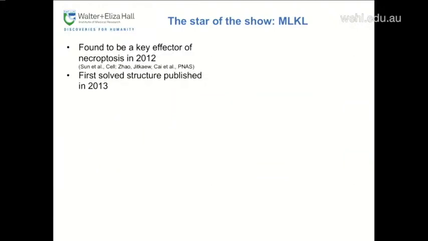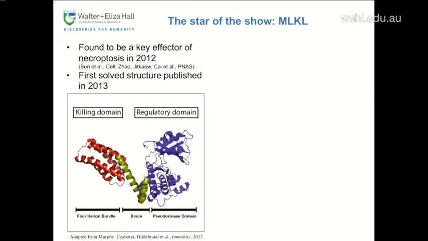So MLKL, as I said before, was found to be a key effector of necroptosis in 2012, and this was by two independent groups. The first solved structure was published in 2013, and this was from our institute here by James and Peter. And this is the mouse MLKL. So far, all the MLKLs that we've seen, we think have a similar basic structure.